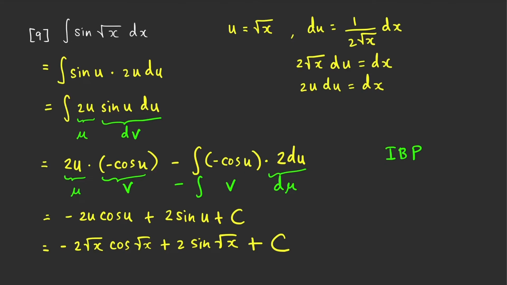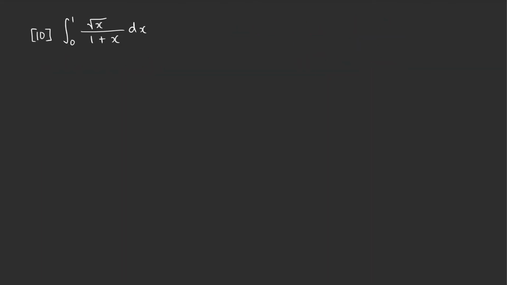Now, moving to problem 10. We have here the integral from 0 to 1 of square root of x over 1 plus x dx. If we use u substitution again in this case, probably you could try the denominator to be your u, but if this is the u, it won't make this integral less complicated.